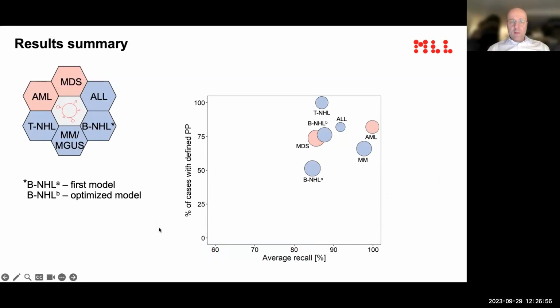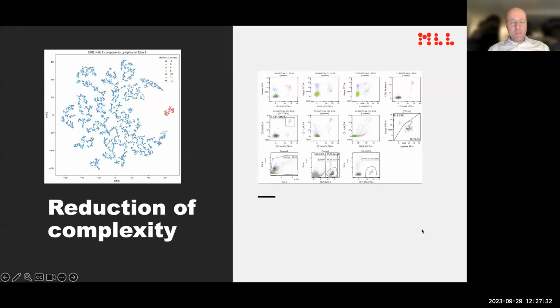Of course, on this graph, you see on the y-axis the percentage of cases with a defined prediction probability. We would like to have all the cases here at 100%, and we would like to have the average recall also at 100%. But as I mentioned earlier, it would be sufficient, in my opinion, to have a portion of all cases correctly classified, but at very high prediction probability, because this really could save us data evaluation time.